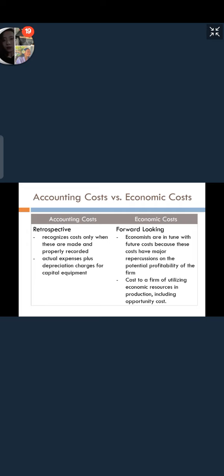Okay. So accounting cost is more retrospective. It recognizes costs only when these are made and properly recorded. May resibo. You have a receipt, right? Receipt is everything. In accounting, kailangan may resibo ka. Miski piso yan or 0.0001, kailangan naka-record. Tama ba? Minsan, we are looking for that piso. Nasaan yung piso? Right? So accounting cost is retrospective in that it only recognizes costs that are recorded.